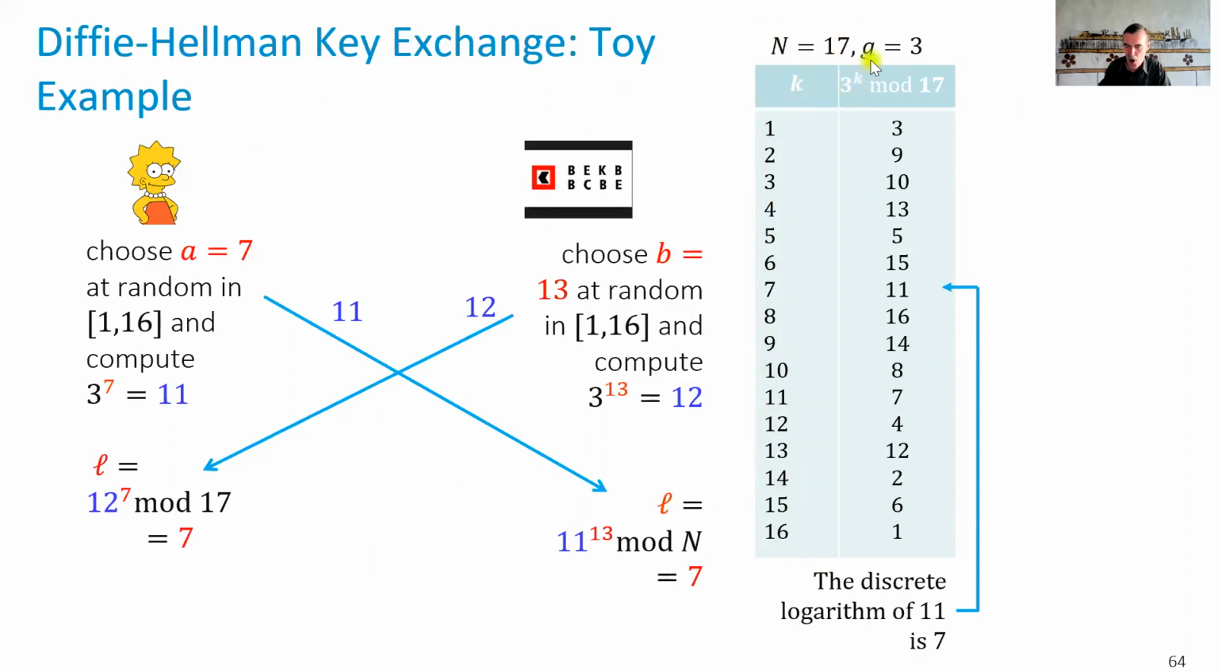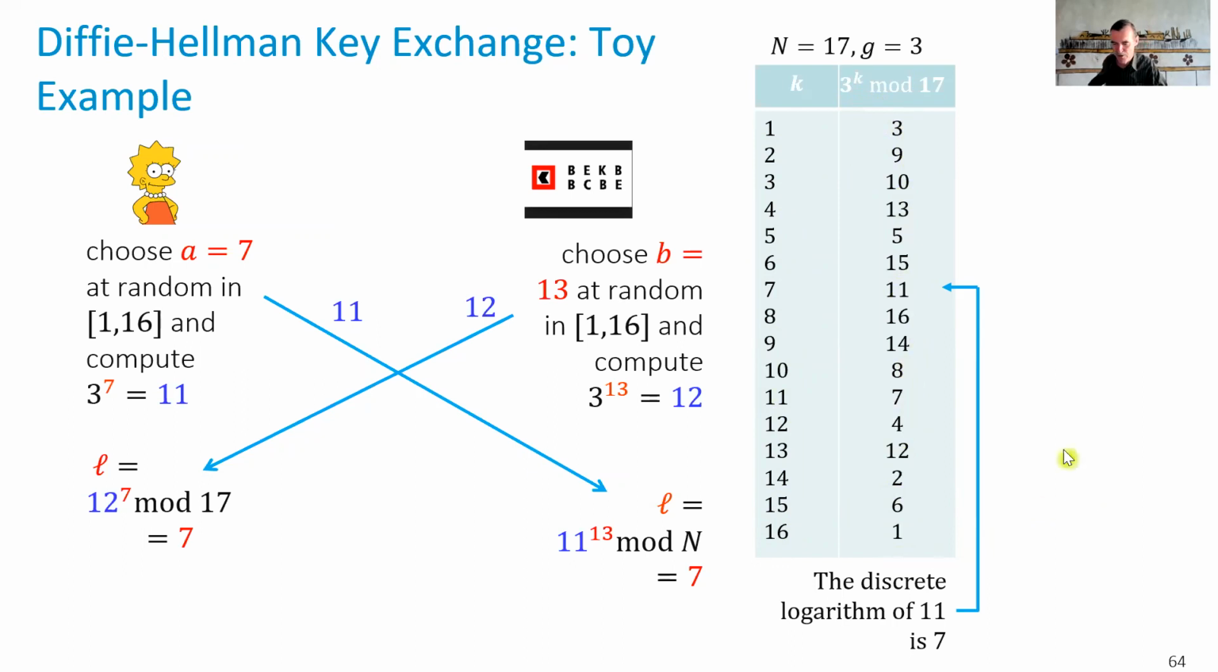If I take all the powers of 3, so I compute 3 to the power k, for k being all numbers modulo 17 except 0. Of course, 3 to the power 0 gives 1 always, so that's not an interesting case. 3 to the power 1 gives 3. 3 to the power 3, for example, is 27. Modulo 17 that is the same as 10, etc. So we see on the left all the different exponents from 1 to 16, and on the right all the values of 3 to the power k.